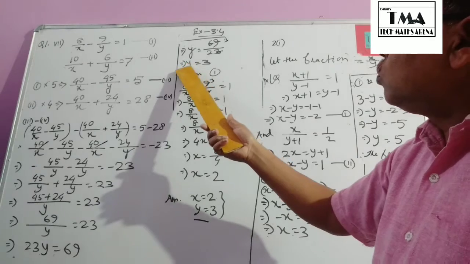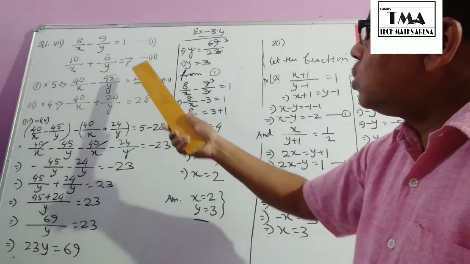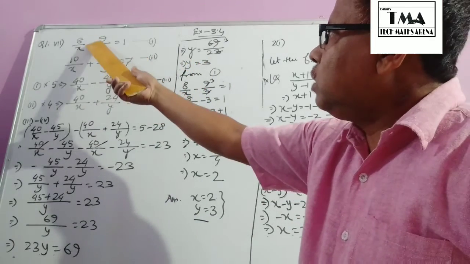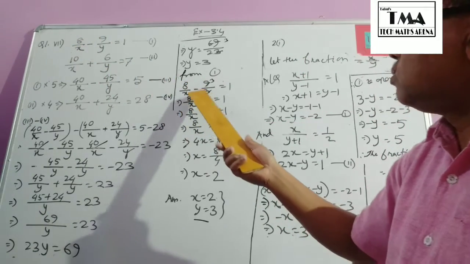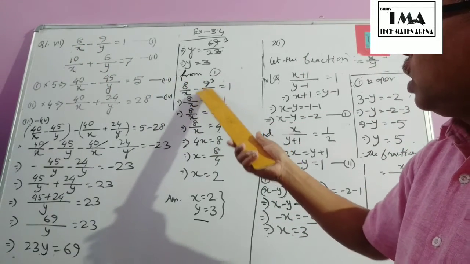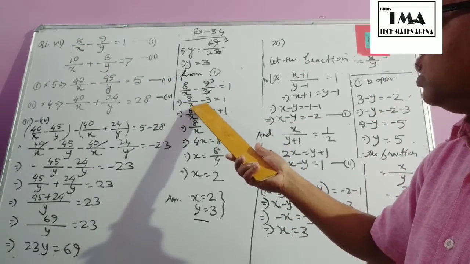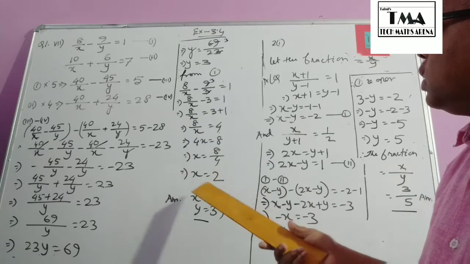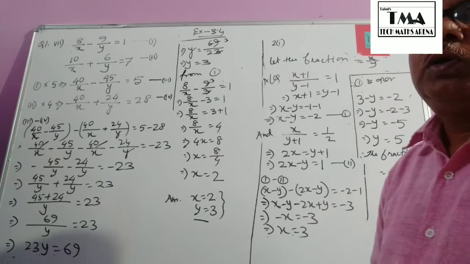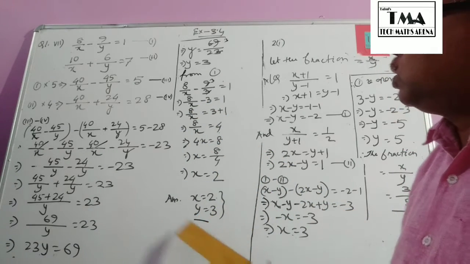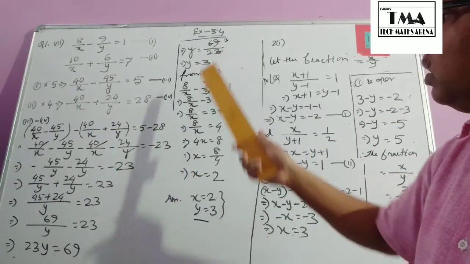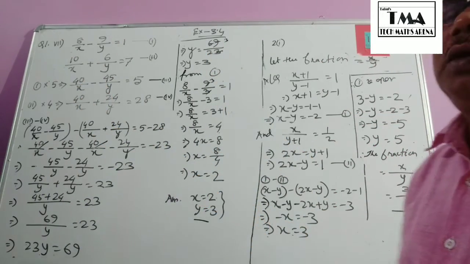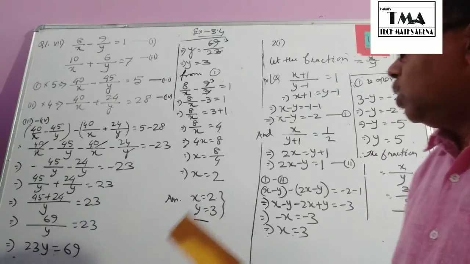Now putting the value y is equal to 3 in equation 1, so 8 by x minus 9 by 3 is equal to 1. After cancelling, we get minus 3. Then by transposition, we get x is equal to 2. So x is equal to 2, y is equal to 3. Here x is eliminated to get y, and then putting y, we are able to find x as 2.